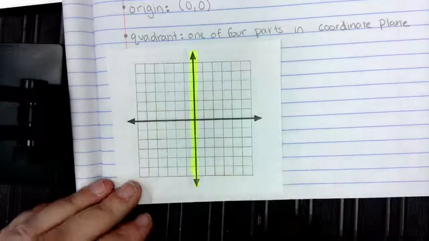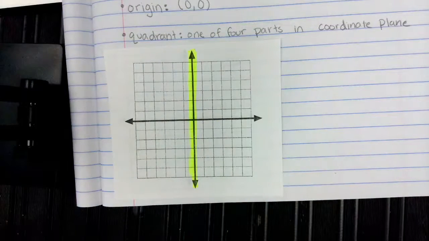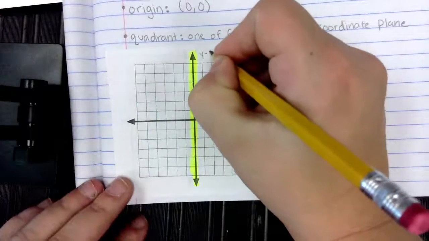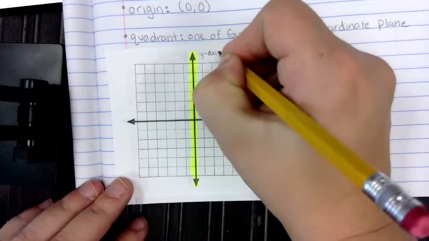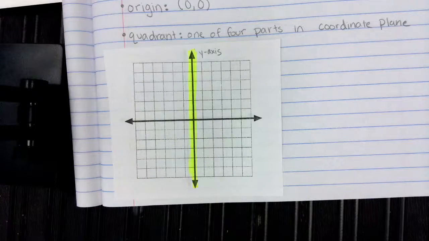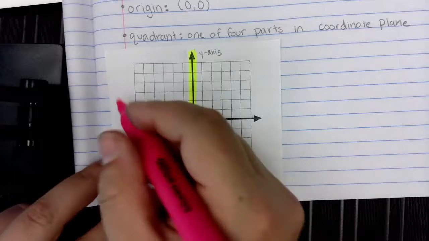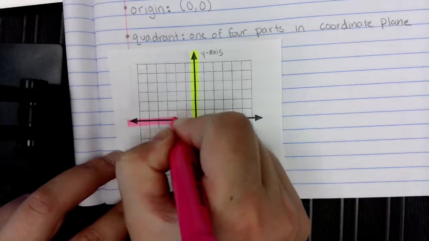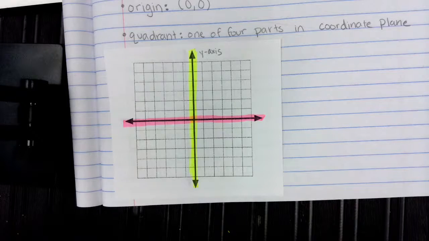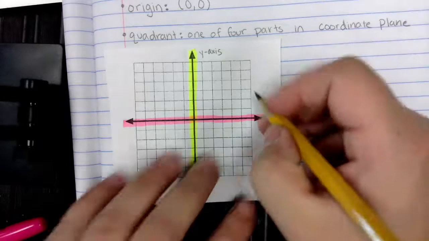What is that? That's the y-axis. So anytime that I have a y, I'm going to think it's on the yellow. So if you want yours to be yellow, do yellow. Alright, and then I'm going to highlight the other axis with my other color. So I have 2 colors. What is that other axis called? X-axis.